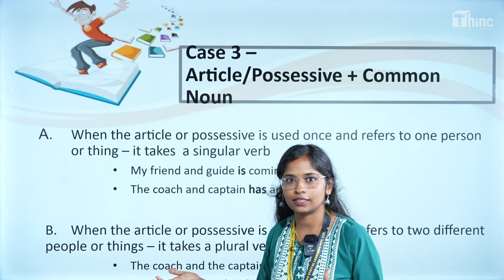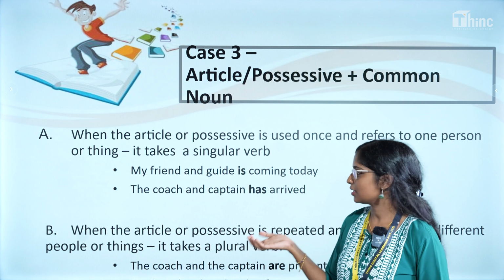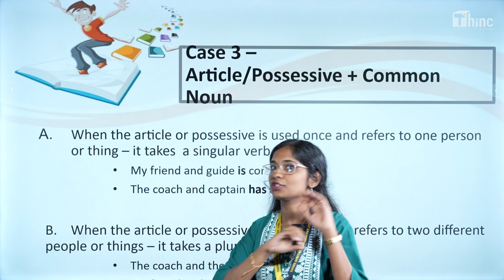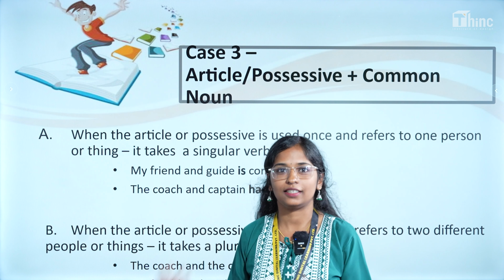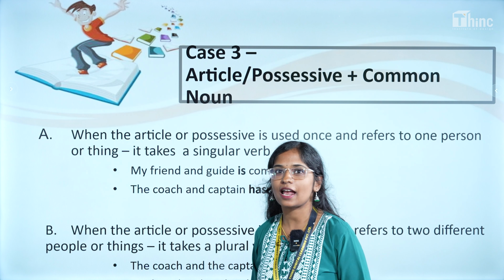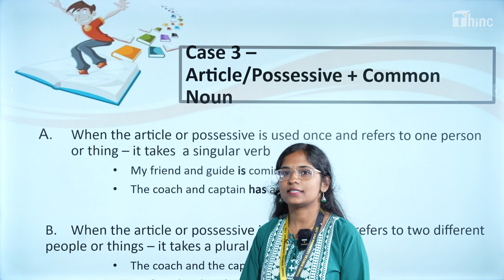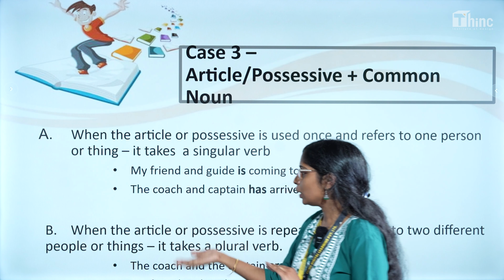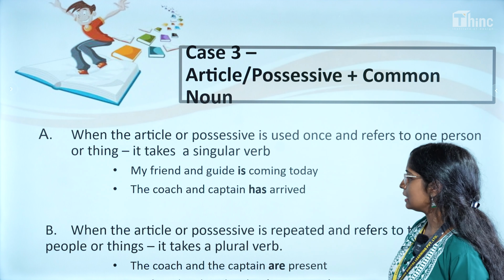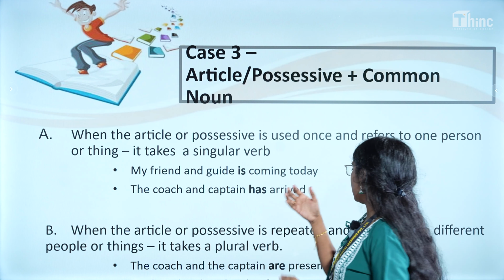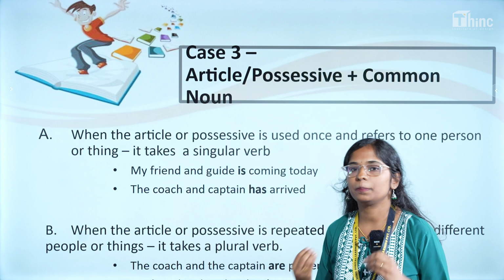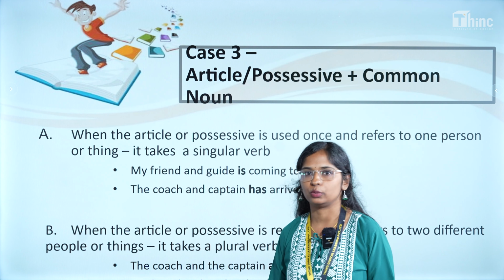Let us look at another example. The coach and captain has arrived. Imagine you are on a playground and someone just yelled, the coach and captain has arrived. What does it mean? It means that the coach and captain is the same person. When the article or possessive is repeated and refers to two different people or things, it takes a plural verb.